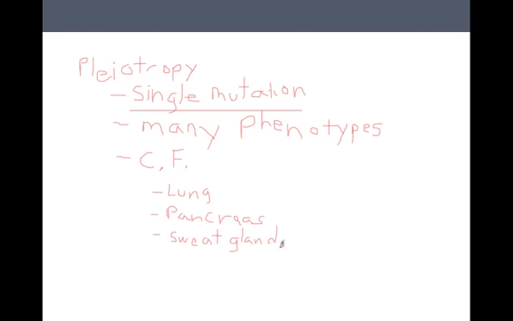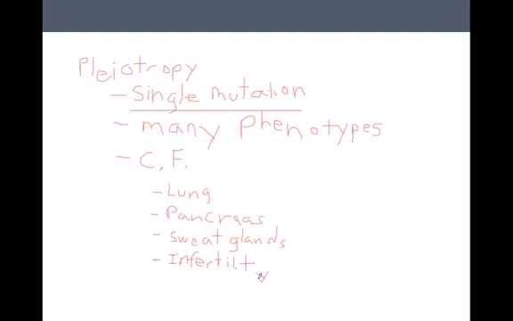Another phenotype that is often not noticed, or I would say hadn't been noticed until maybe recent years, is infertility. The reason it hadn't been noticed until fairly recently, I don't know when it was first diagnosed, is that up until recently, somebody with cystic fibrosis didn't necessarily live to the age of sexual maturity.